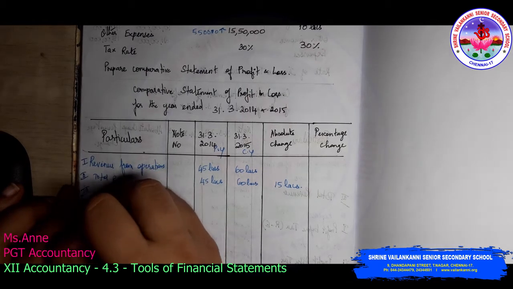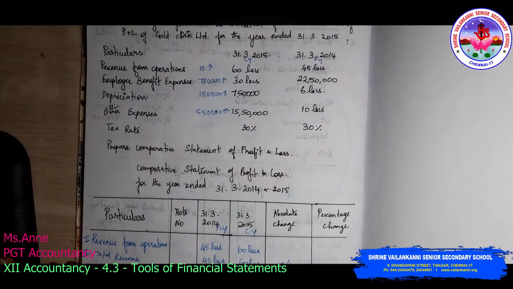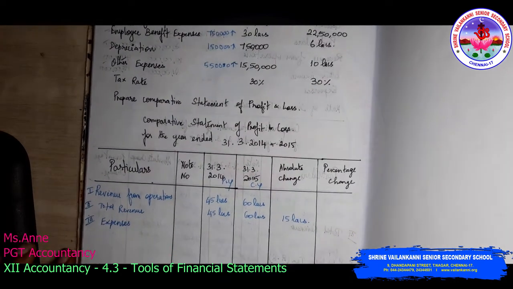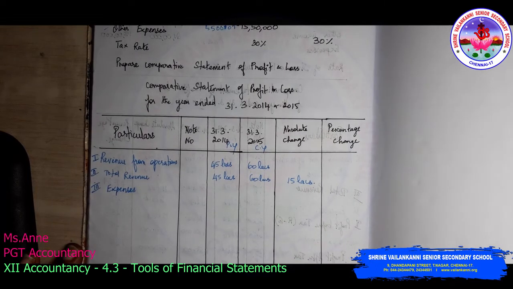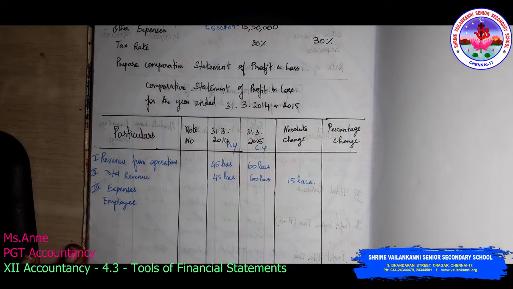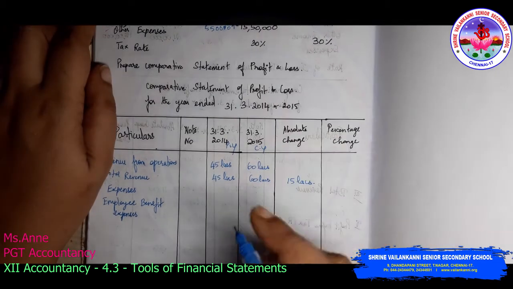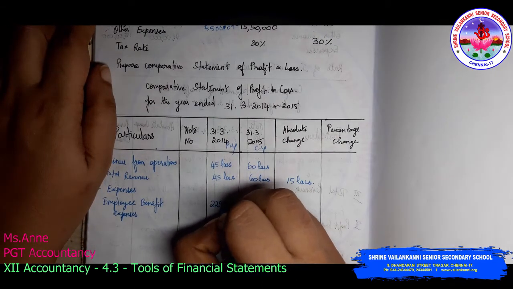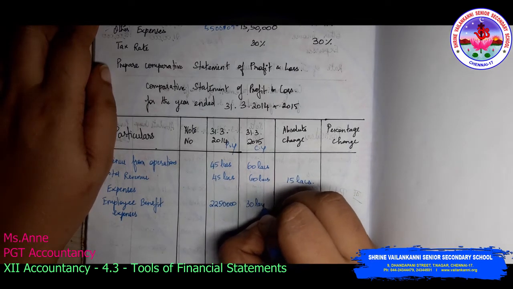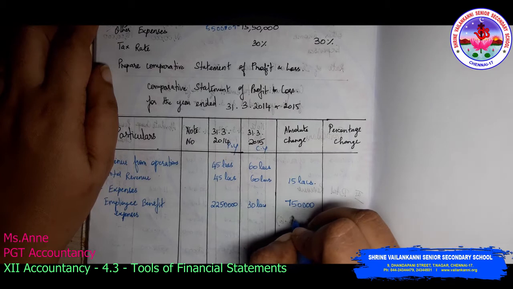The next one is expenses. Under expenses I am having employee benefit expenses, depreciation and other expenses. So straight I'm going to write employee benefit expenses. You have 2014 to be 22 lakh 50,000, 2015 30 lakhs. So absolute change, increase only, so it is a positive figure, 7 lakh 50,000.